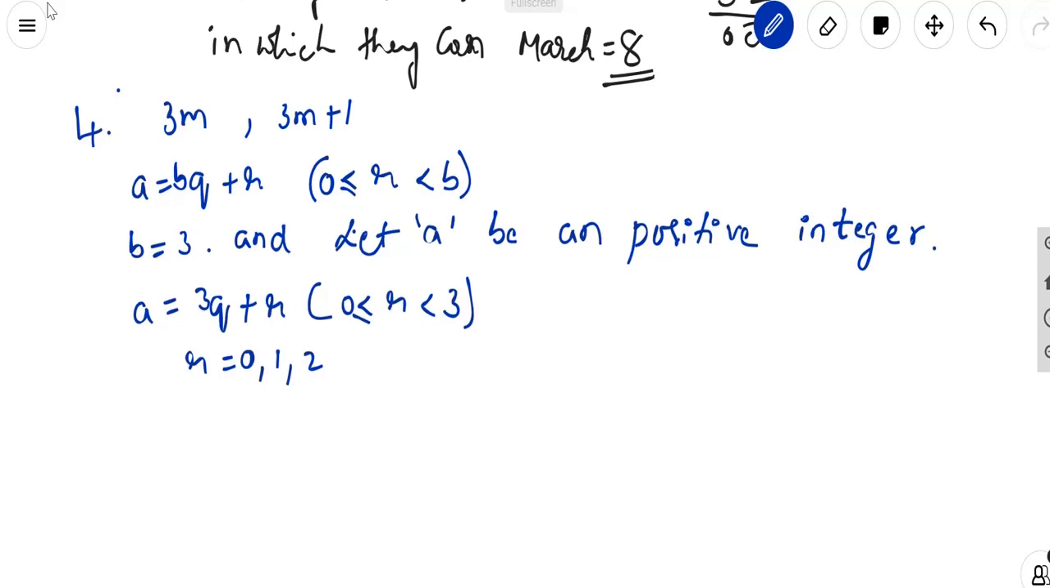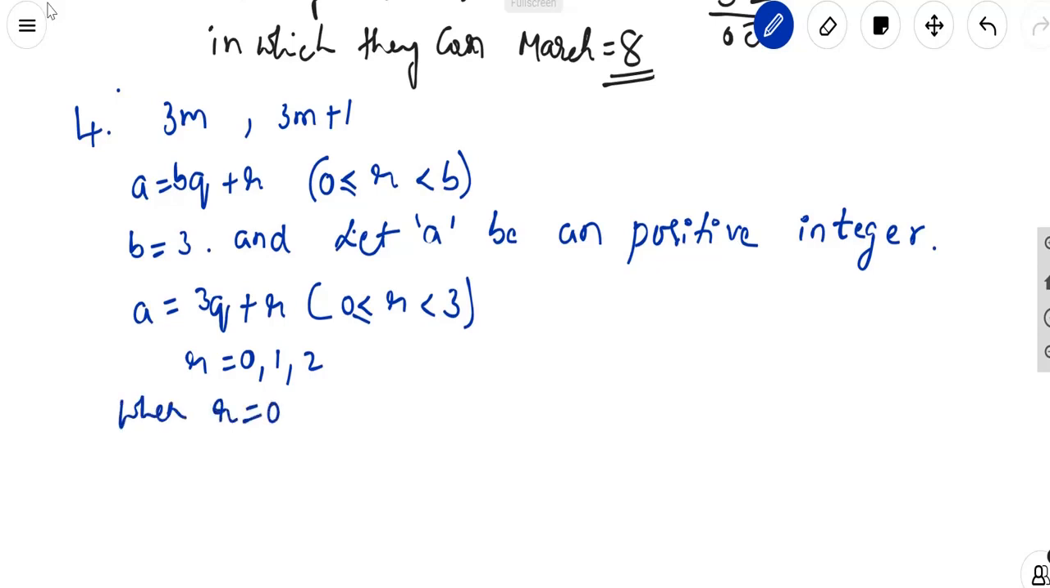That means the range of r should be equal to 0 or greater than 0, and it should be lesser than 3. So what will be the range here? The range of r will be 0, 1 and 2. Okay. Now we will take all these three conditions. You can write it as case 1, case 2 or case 3, or just write it as when r is equal to 0, when r is equal to 1, or when r is equal to 2.